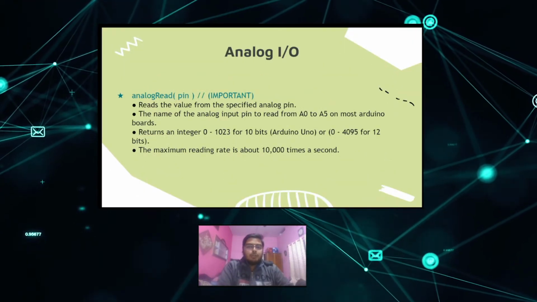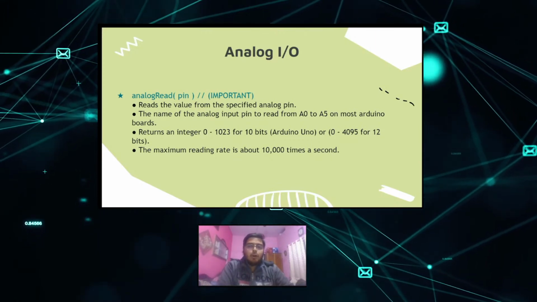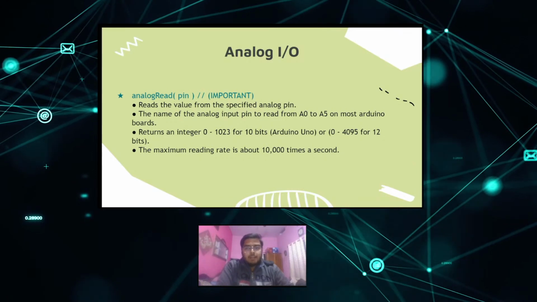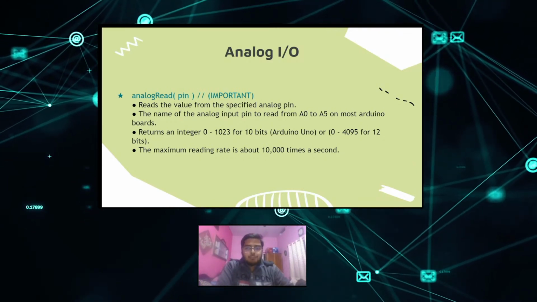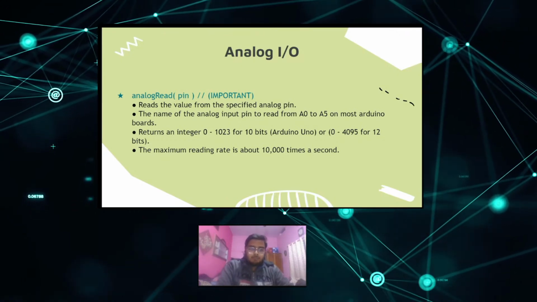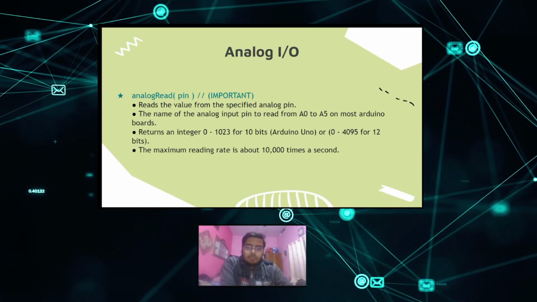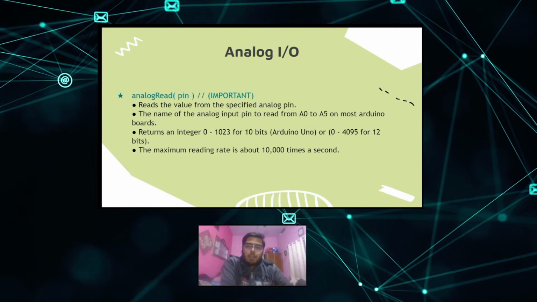Let us now look at the functions which are used for taking analog input and giving analog output to the various components attached to the 6 analog pins numbered from A0 to A5 in the Arduino board. First is the analogRead function. It takes only one parameter, which is the pin number from A0 to A5, whose analog value is to be read.